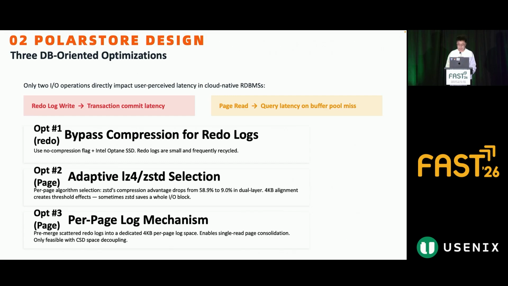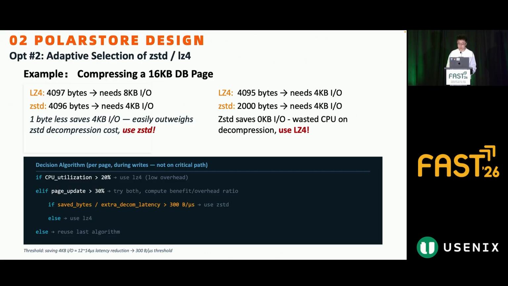The first one, we bypass compression for redo logs. We use a non-compression flag combined with a high-performance SSD, such as Optane SSD. This works well because redo logs are small and frequently recycled. The second one, we do adaptive algorithm selection between LZ4 and ZSTD for each page to get better page read latency. And the third one, we introduce a per page log mechanism to solve the long tail latency problem in page read. Let me explain the second optimization in detail.